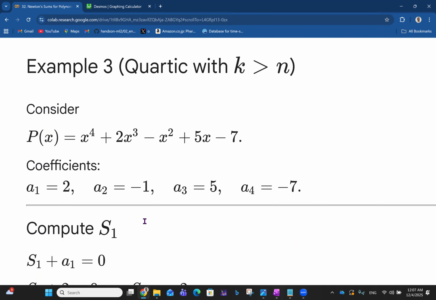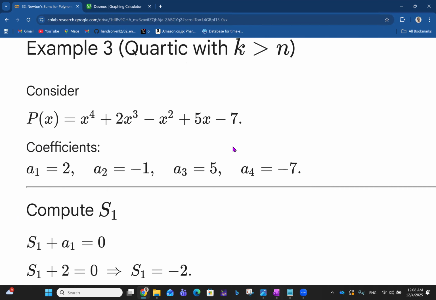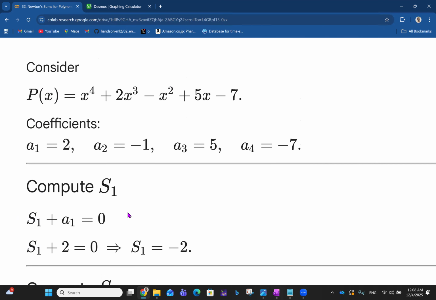So example 3 now, for quartic we have k greater than n. So for k greater than n, we have 1, 2, 3, 4. So we have x raised to power 4, 2x cubed minus x squared plus 5x minus 7. First of all, we compute S1. So S1 plus A1 is 0. Then that means S1 plus 2 is equal to 0. That means S1 is minus 2.